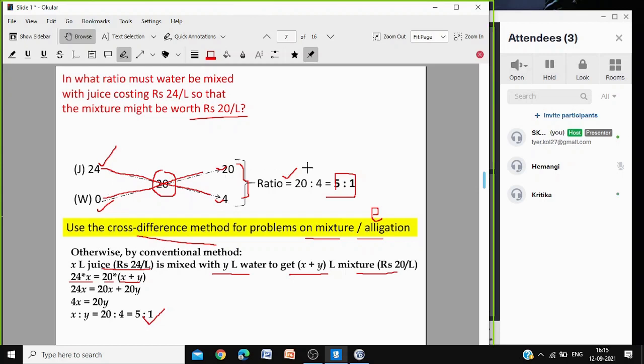Got it, Benny? How you are using the cross difference? Use it whenever you are mixing two things. Whenever you mix two things, one is costing more, one is costing less, and you need an in-between cost, neither so high nor so low, something in between. So this is the method of alligation mixture we can do by the cross difference method. Always use the cross difference method. This equation method will also give you the answer, but then it will take more time.